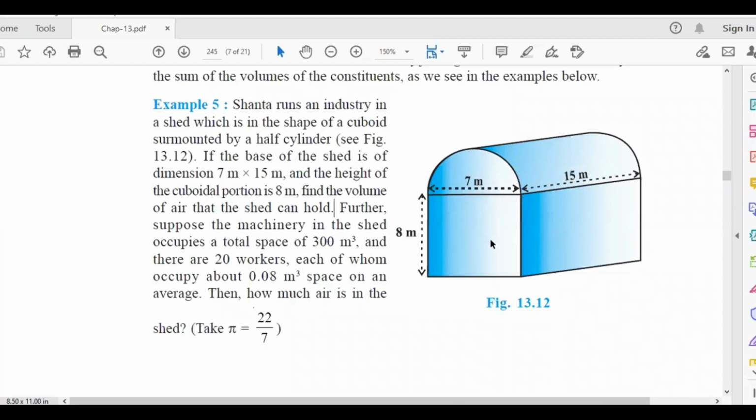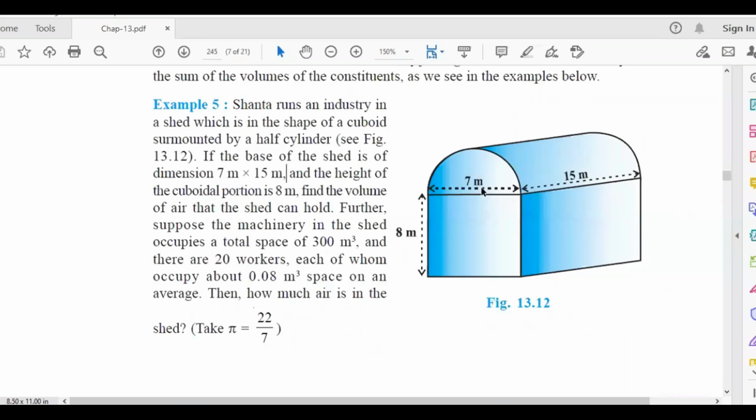So all the measures are given. To find the volume of this cuboid, we need a length, breadth, and height. Are all these given for this cuboid? Yes, the dimension of the base of the shed is given, 7 into 15. So the length and breadth can be chosen as 7 and 15. And the height of this cuboid is given, that is 8 meter. So L, B, and H are given.